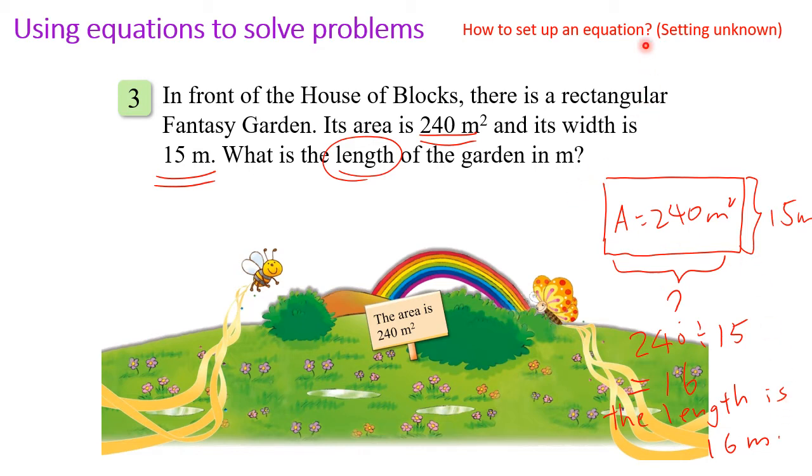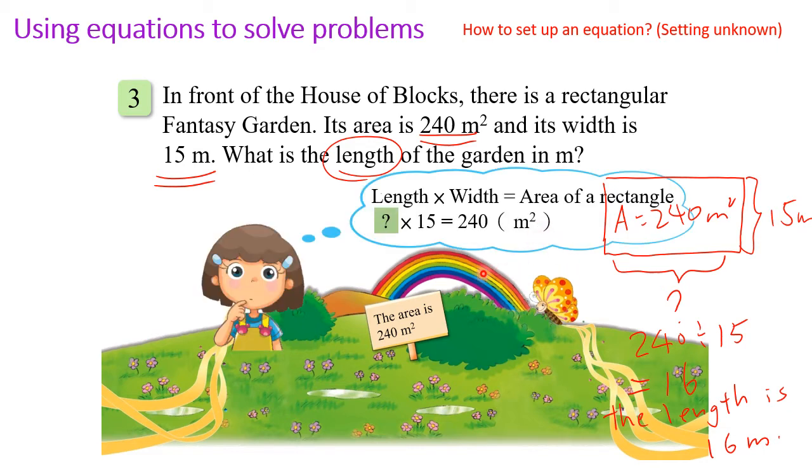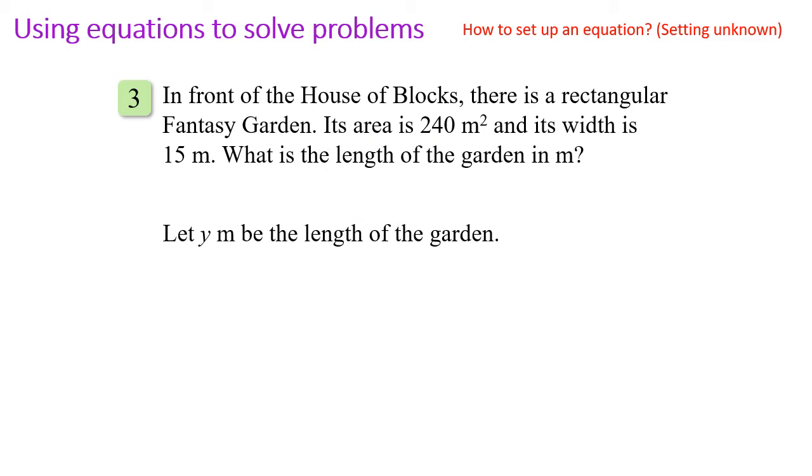But if you want to use the equation to calculate the length of the garden, you have to set the unknowns. When we calculate the area of the rectangle, it will be length times width. I don't know what the length is, so I put a question mark here, and then times width equals 240 m square. But for the question mark, you have to set the unknown to represent the length. So for the first step, you have to let y m be the length of the garden.